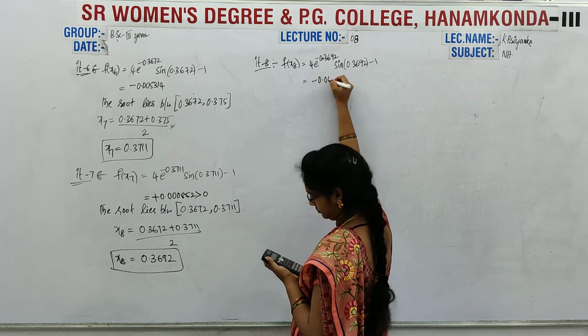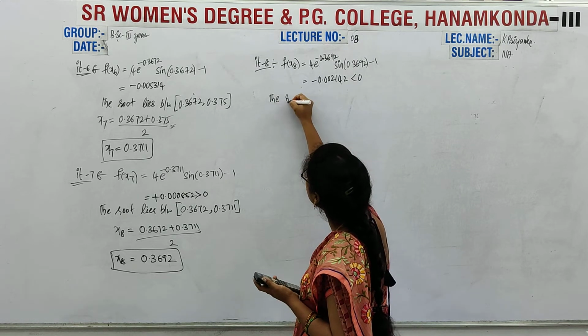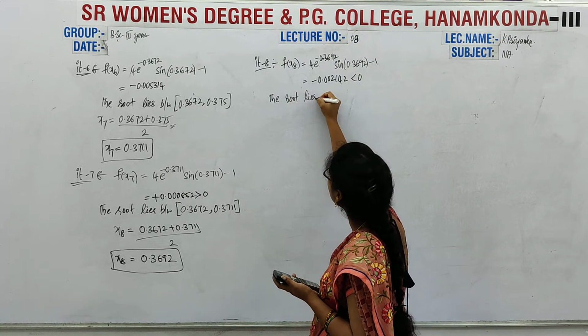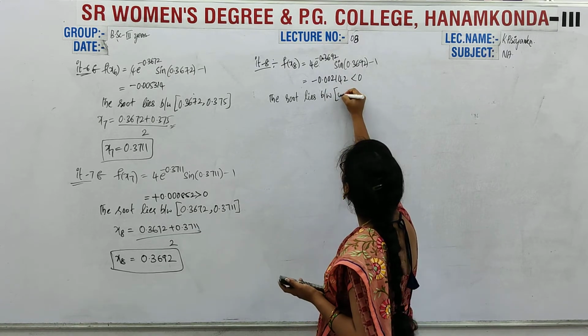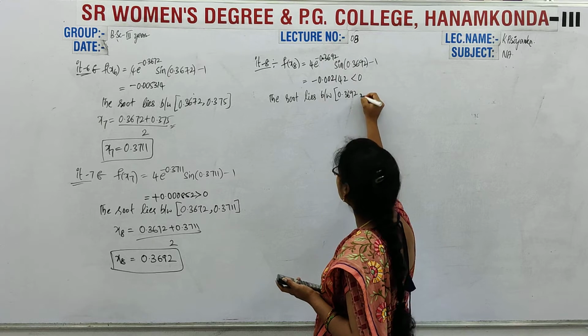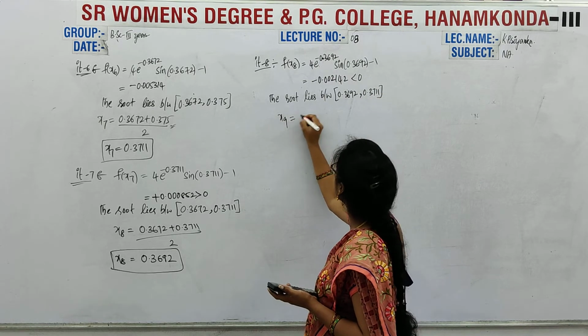Minus again, which is less than 0. So minus means less than, no? Therefore the root lies between. What is the new interval? We have to ignore this value. So now 0.3692 comma 0.3711. Now what will be the x9?